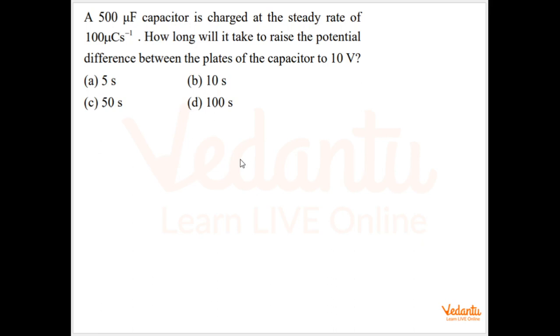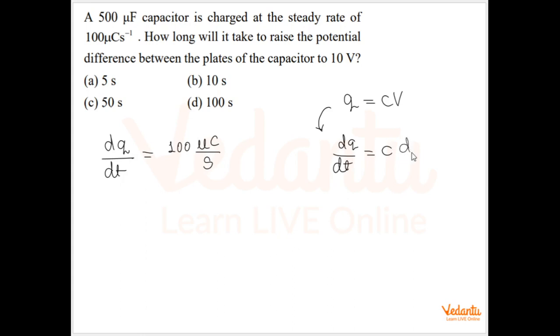In this question, I have a capacitor which is charged at a steady rate of 500 microcoulombs per second. We have to calculate how long it will take to raise the potential difference between the two plates of the capacitor to 10 volts. Now beta, here something weird is given to us. They have given us dq by dt, that is 100 microcoulombs per second. Now, my dear bacha log, Q is given as C V. If you differentiate this with respect to time, you will get dq by dt is equal to C dv by dt.